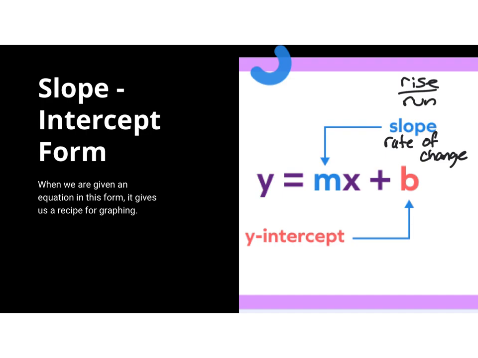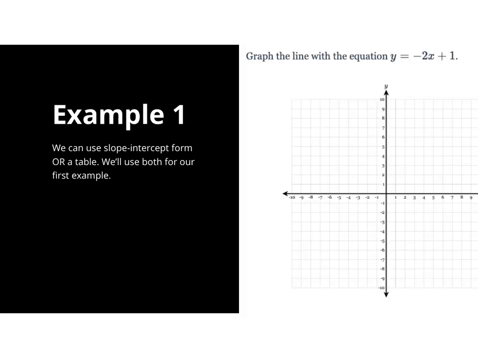Our y-intercept is given to us by the letter b. So we are going to work with the equation in the form y equals mx plus b, where slope or rate of change is your m, and your b is your y-intercept, where it crosses the y-axis. So we are going to look at our first example, and we're going to use a table for this, and then we're also going to use the slope-intercept form.